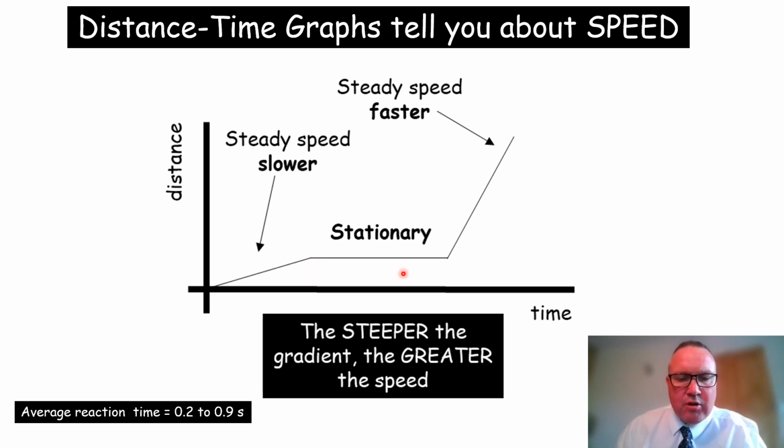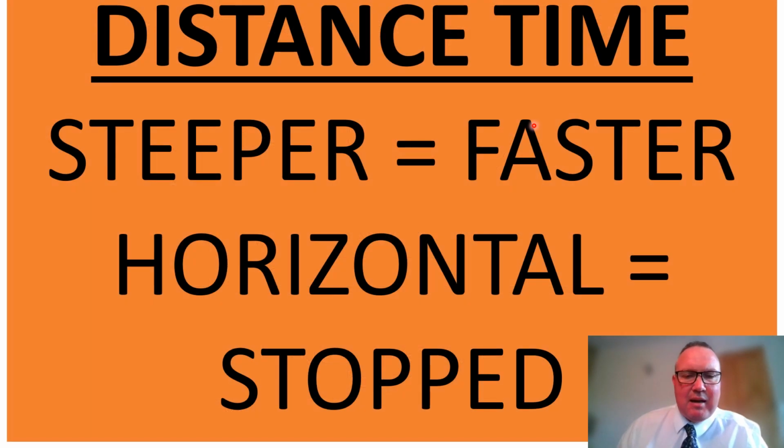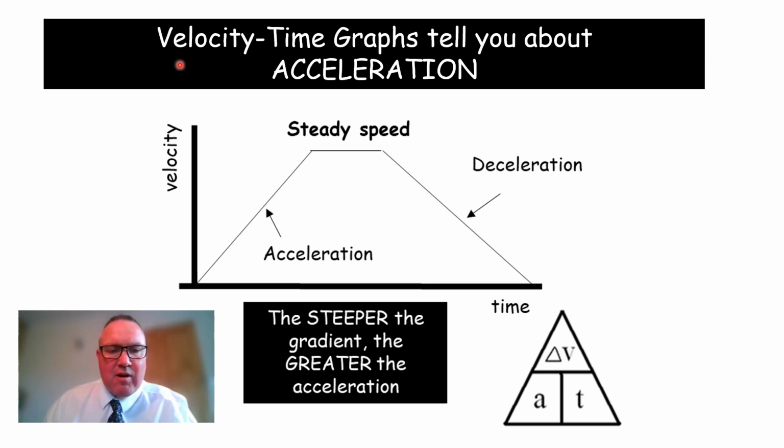Then I have a horizontal line, no gradient, so I can tell the object was stationary. Then the object moved at a fast, steady speed, because the line is steeper. So distance time graphs tell you all about speed. The steeper the gradient, the faster the object is moving. If the line is horizontal, it means the object has stopped. The other type of graph is a velocity time graph. Now, velocity time graphs tell us about acceleration, whether an object is speeding up or slowing down.